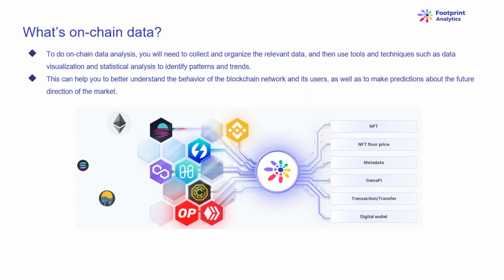To do on-chain data analysis, you will need to collect and organize the relevant data, and then use tools and techniques such as data visualization and statistical analysis to identify patterns and trends. This can help you to better understand the behavior of the blockchain network and its users, as well as to make predictions about the future direction of the market. In some cases, you may also want to use machine learning techniques to automate the analysis process and identify more complex patterns in the data.